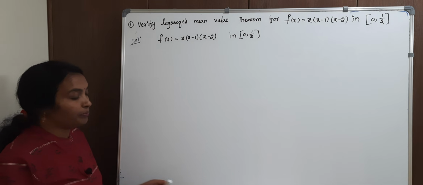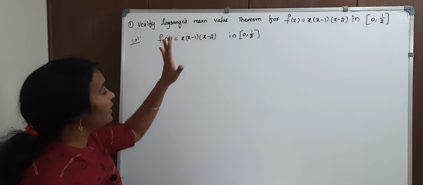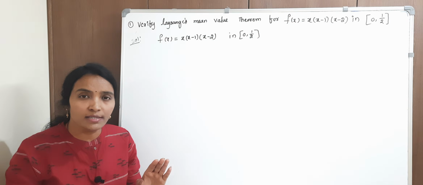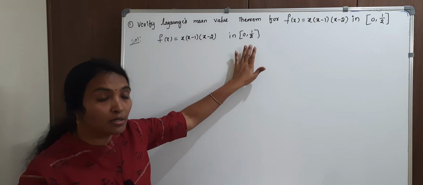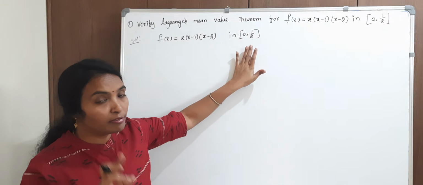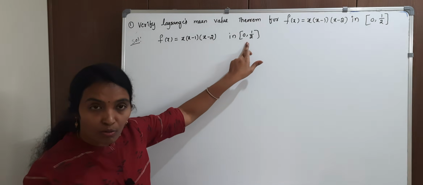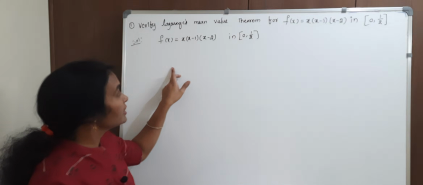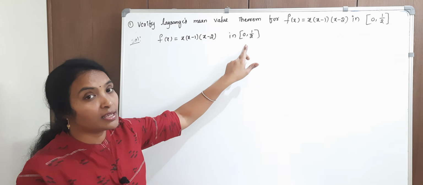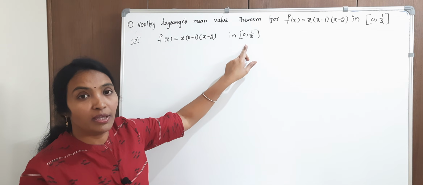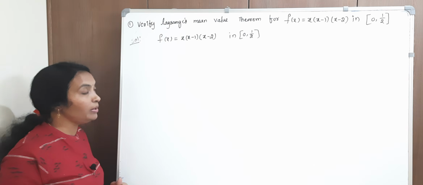See here, first check it. Verify the Lagrange's theorem. What is the Lagrange's theorem? The given function is defined in the closed interval a comma b. What is our first condition? F of x is continuous on this closed interval and f of x is differentiable on the open interval. After that, there exists a point c belongs to a comma b. Therefore, f dash c equals f of b minus f of a by b minus a.